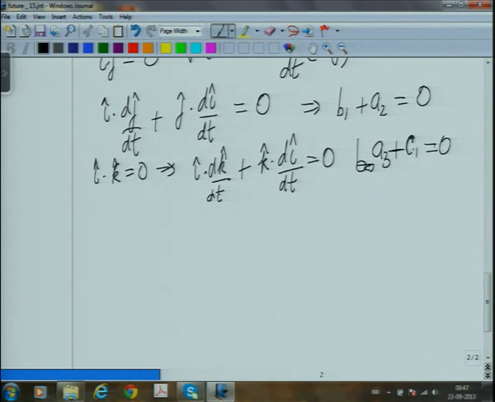So we get three relations. One is we get a1 is equal to 0, b2 is equal to 0, c3 is equal to 0, and then we get b1 plus a2 is equal to 0, a3 plus c1 is equal to 0, and the third thing we will get is b3 plus c2 is equal to 0.